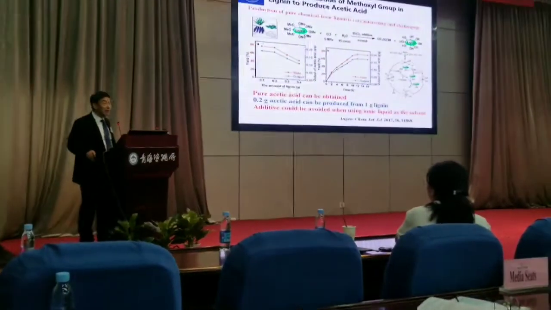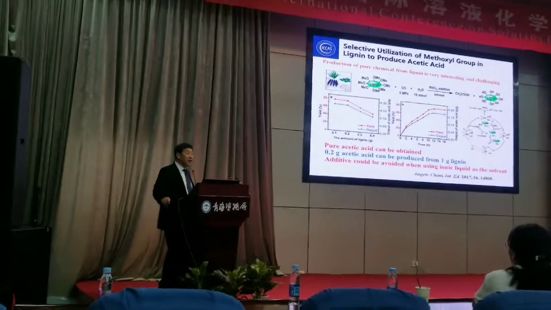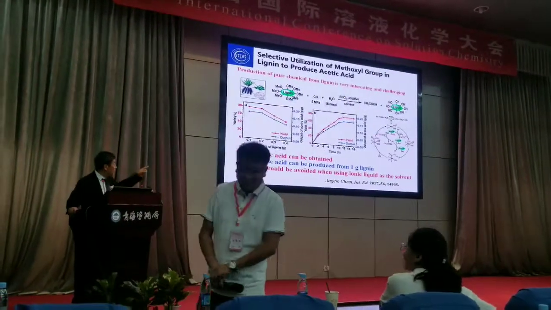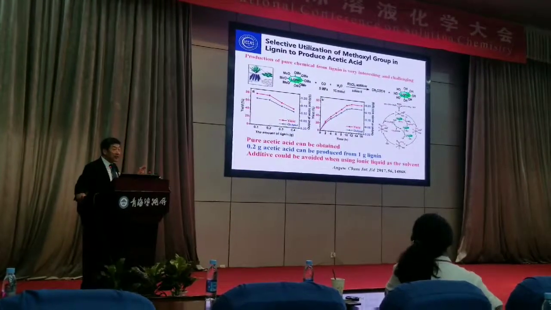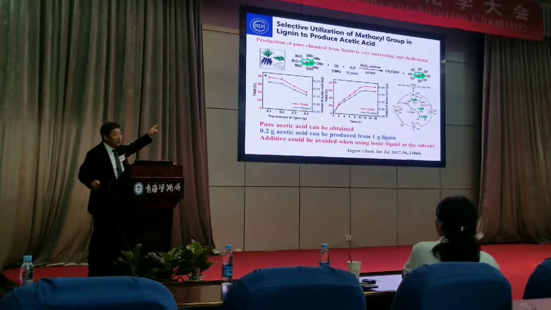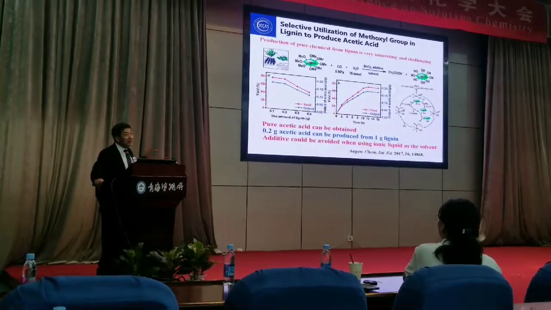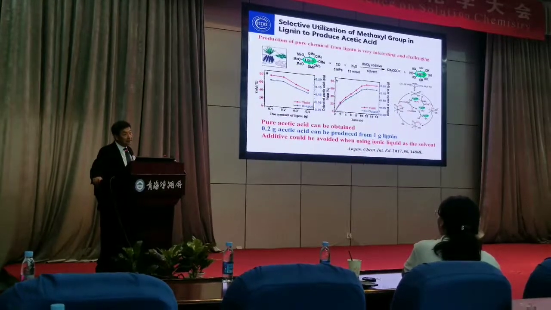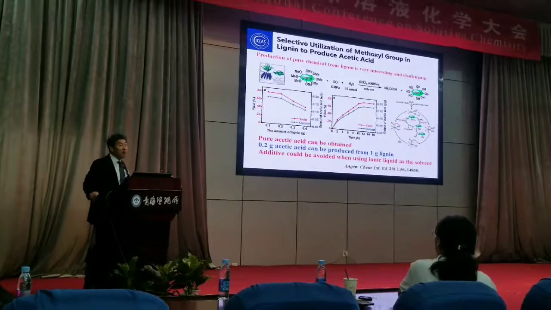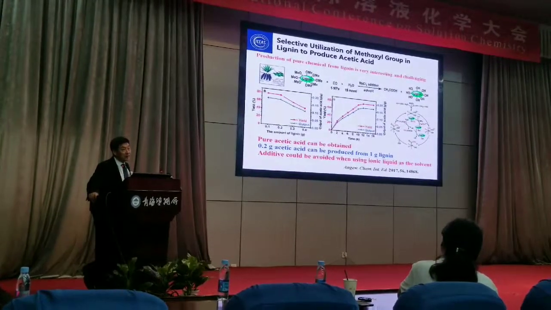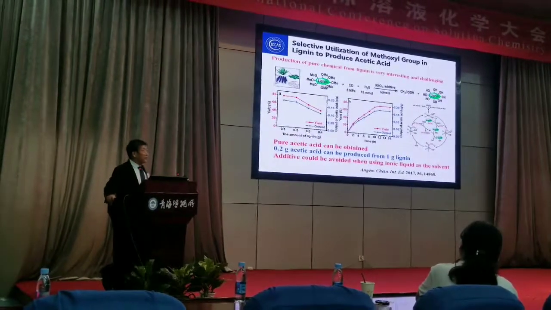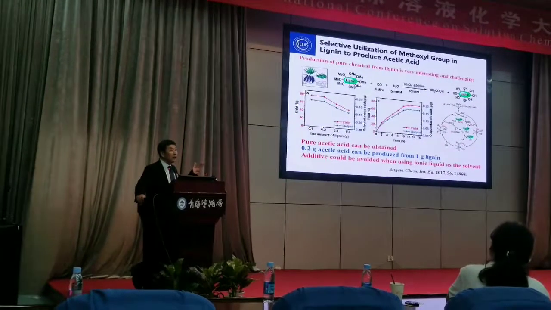The first question: the conversion is actually higher, because we only use the methoxyl group, and each gram of lignin gives 0.2 gram of acetic acid. Actually, about 95% conversion has been reached, because only about 10 to 15% is the methoxyl group. We nearly changed all of them into acetic acid. Most of the lignin changes into more hydrophobic lignin, so conversion is very high. The selectivity is also very high in the liquid phase of the reaction mixture. Only acetic acid is detected, with no added byproducts.